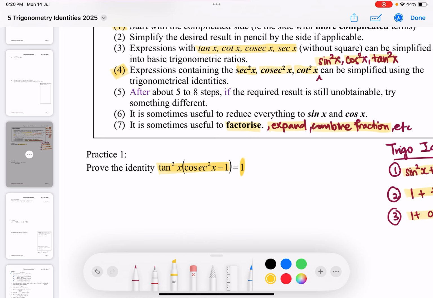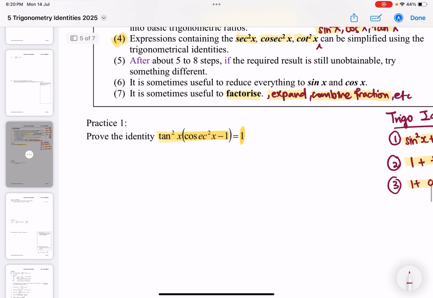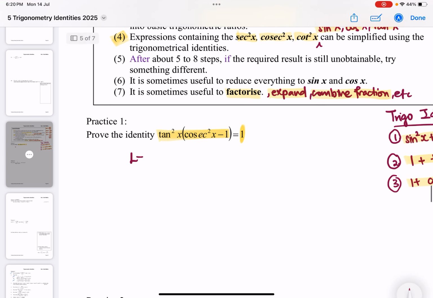Now, let us look at practice 1. As we said earlier, I would start from the left-hand side. Let me rewrite the left-hand side and then let's see how we can proceed. The thing about proving identities is you know that you are working towards something. For example, I know that I'm working towards getting the answer 1 because the right-hand side is equal to 1.